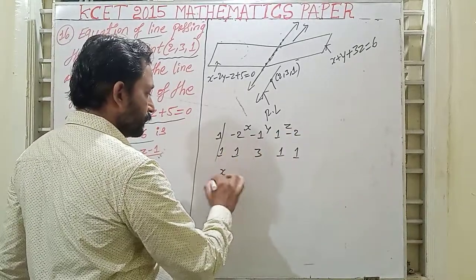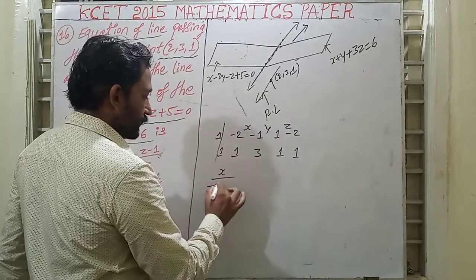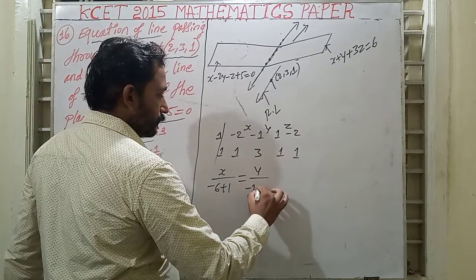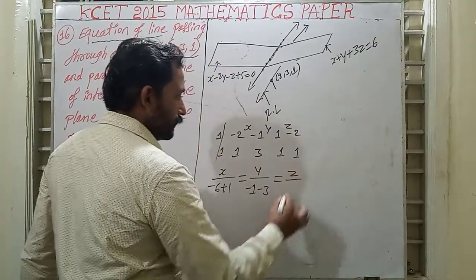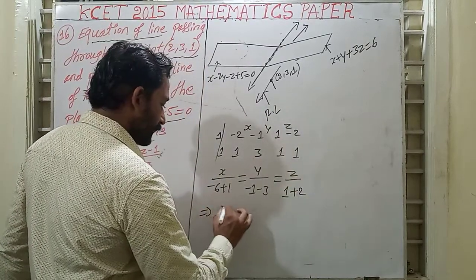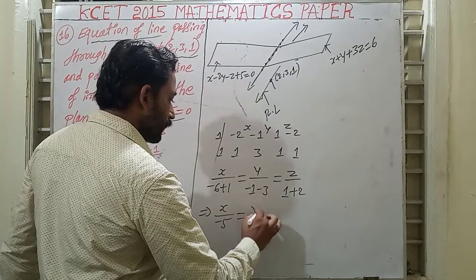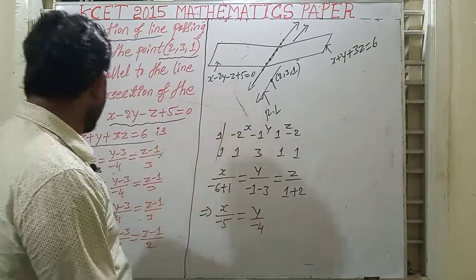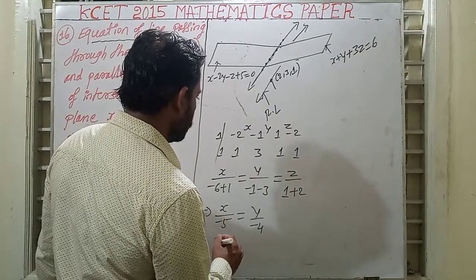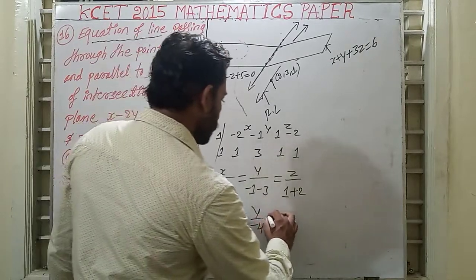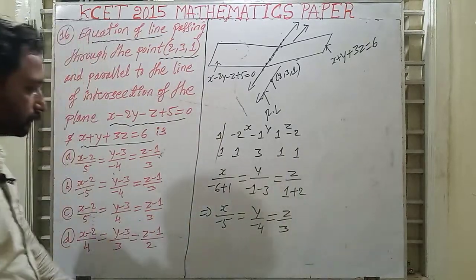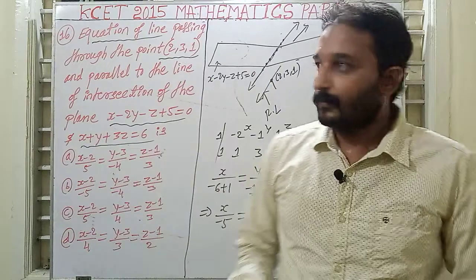Directly you can write x divided by -2 into 3, -6 plus 1, is equal to y divided by -1 -3, is equal to z divided by 1 minus into minus plus 2. So this implies x divided by -5 is y divided by -4, and z divided by 3. Okay, so already well known, I told you earlier.